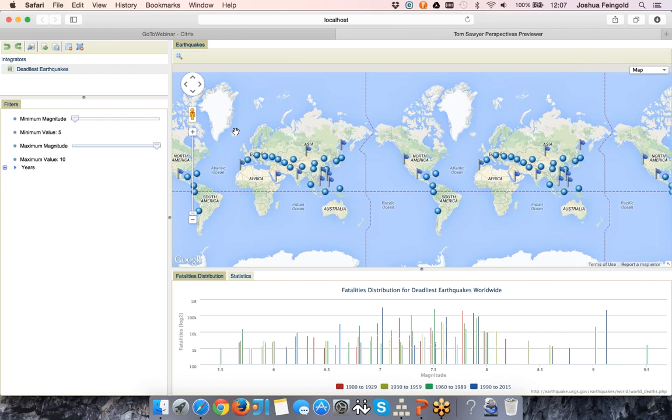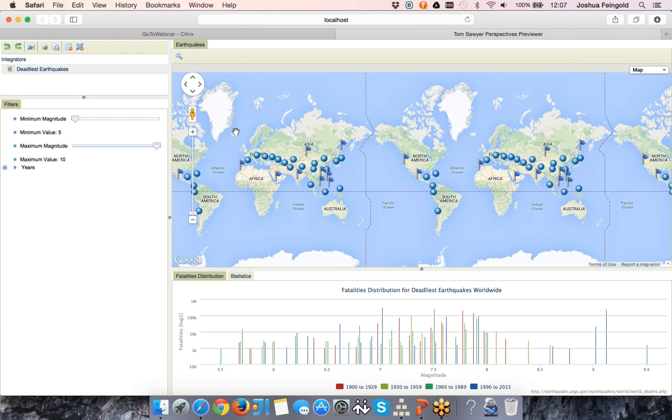So we're just going to launch a preview here. This is an HTML5 preview, and as I said, this is an example that shows some of the deadliest earthquakes over the last 100 years.